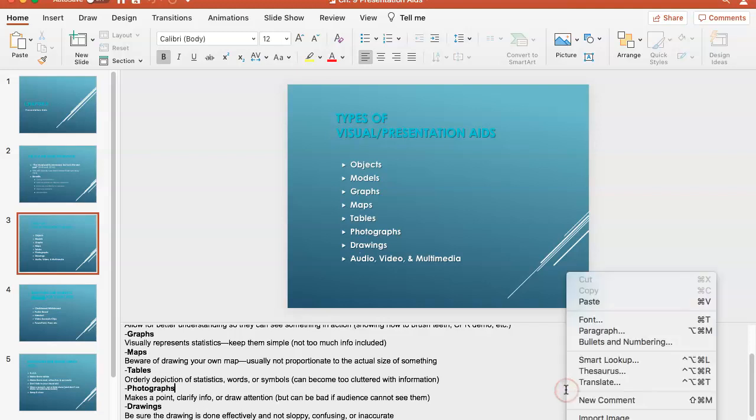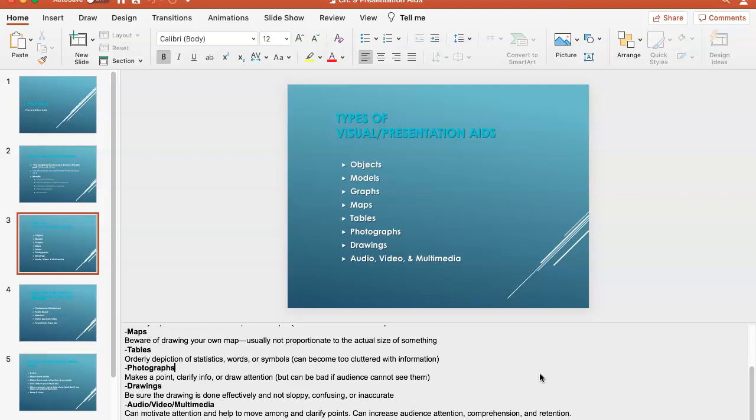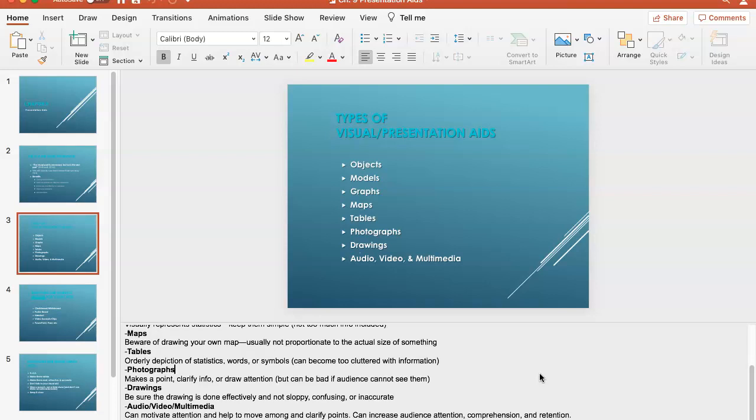Maps, so let's say you're showing where something happened. Beware of drawing your own map. They're usually not to scale. And be sure that they're clear and accurately marked and labeled if you have a label. Tables are orderly depictions of statistics, words, or symbols. Kind of the same thing with graphs, to be honest. It can become too cluttered with information, so just be mindful of not doing too much with one table.